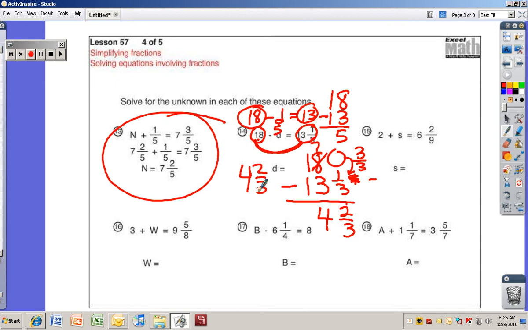Go ahead and do 15, 16, 17, 18. Pause the video and then turn it back on when you're ready to see the solution.